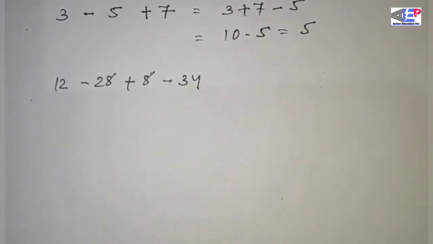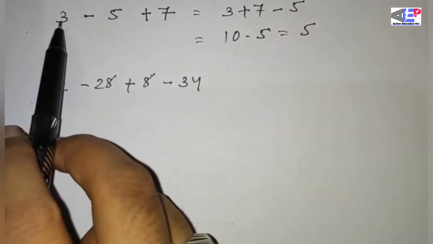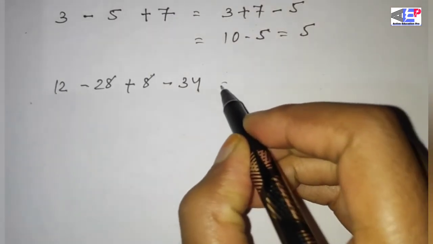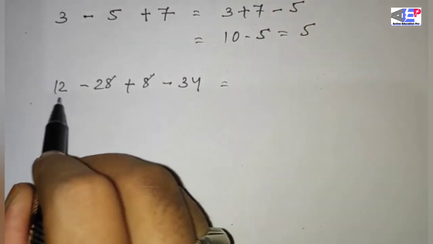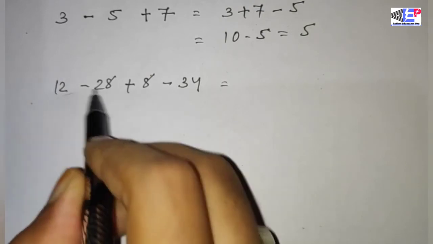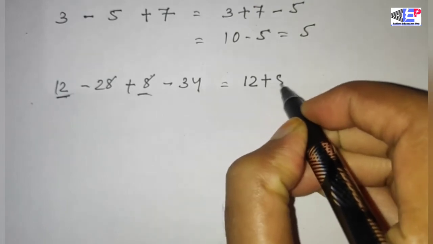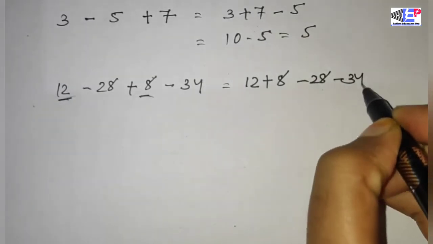First you have to write a positive integer with no sign, because an expression that starts with no sign means it is a positive integer, and always try to give priority to positive integers and write them first in an expression. So here first group the same sign integers. You can write it as 12 plus 8 and then minus 28 minus 34.